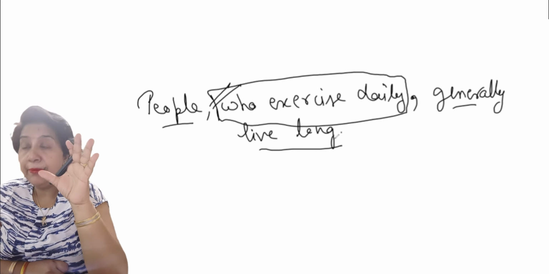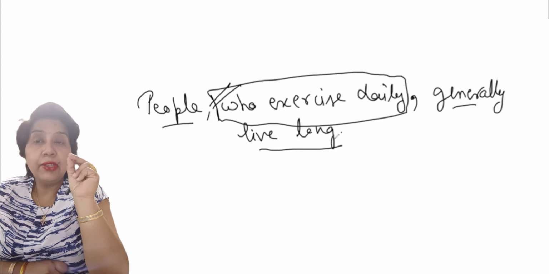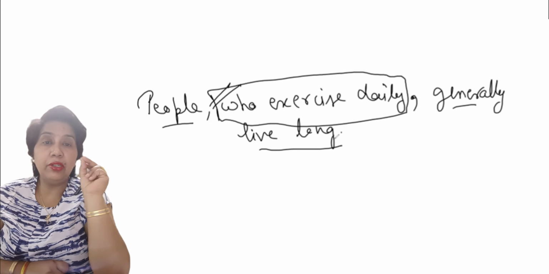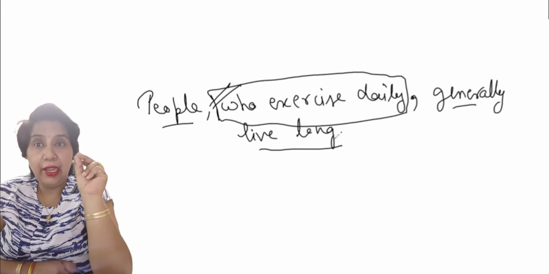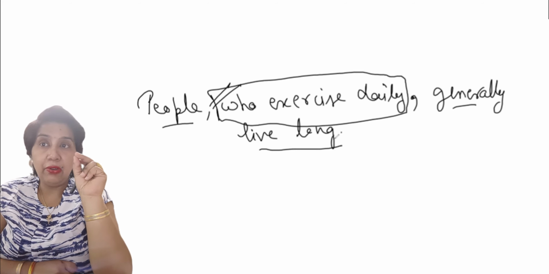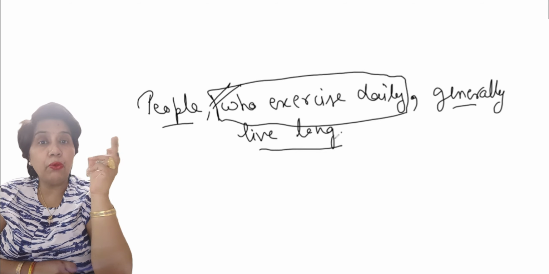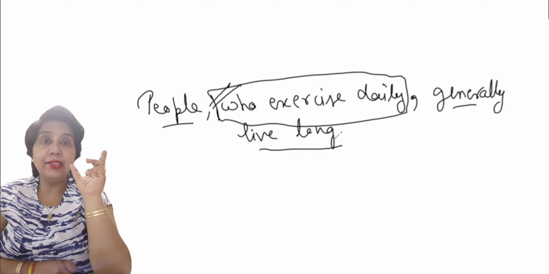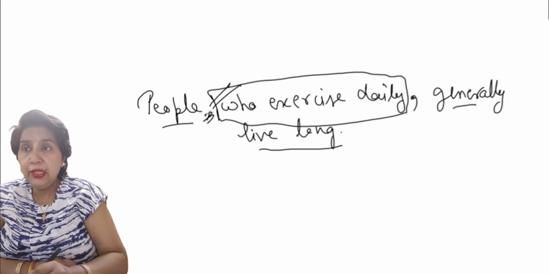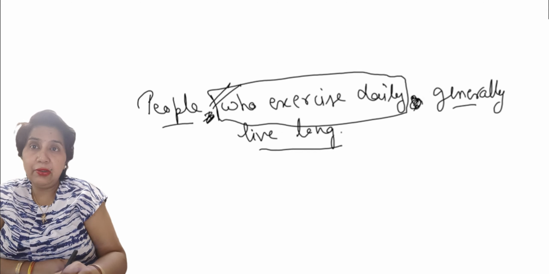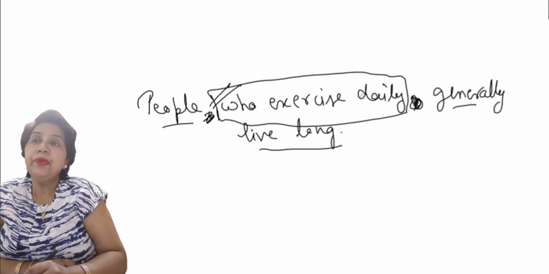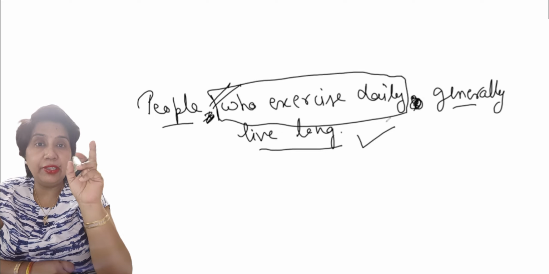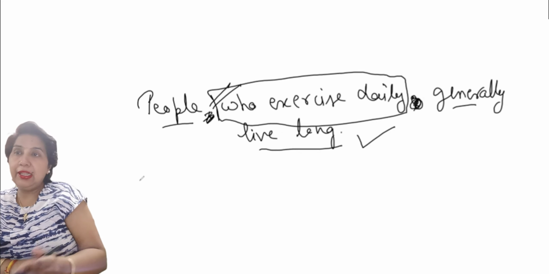But yes, who exercise daily is a qualifier. Those who spend some time on their health, those who take good care of their health, they generally live long. So who exercise daily is a qualifier. You cannot say this is a non-essential clause. So here you will not put the commas. You will say people who exercise daily generally live long. This sentence does not have any non-essential clause. Okay, let's see one more example.